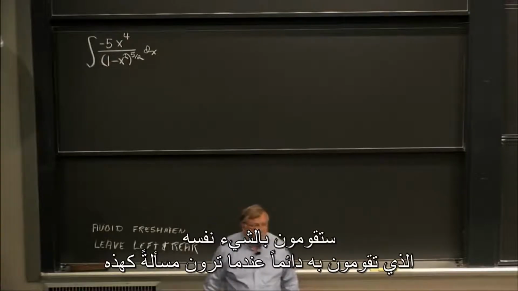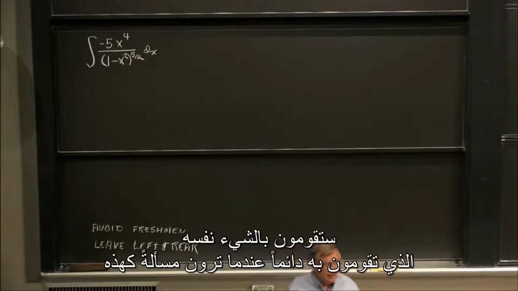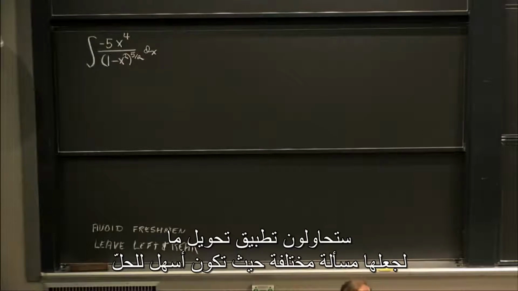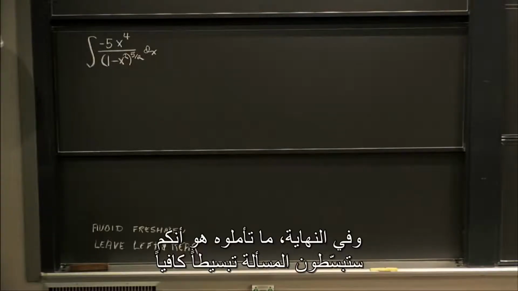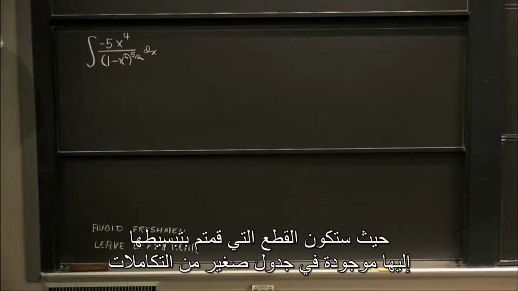So what you're going to do is what you always do when you see a problem like that. You try to apply a transform and make it into a different problem that's easier to solve. And eventually what you hope is that you'll simplify it sufficiently that the pieces that you've simplified to will be found in some small table of integrals.